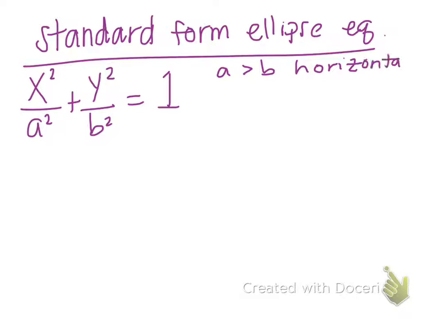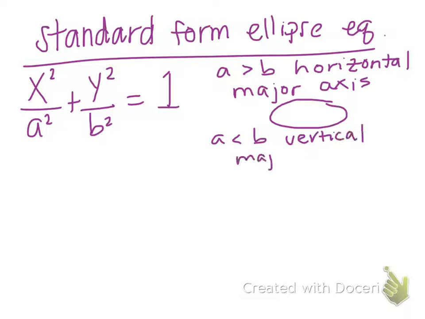So if A is greater than B, we have a horizontal major axis. So it's like that first ellipse that we drew that's longer in the x direction. And if A is less than B, then there's a vertical major axis. So really just looking at your x squared and your y squared, whichever one has a larger denominator, that's going to be the axis which contains the major axis. If that makes sense. So if a squared is bigger, that means that the major axis will be horizontal in the x direction.